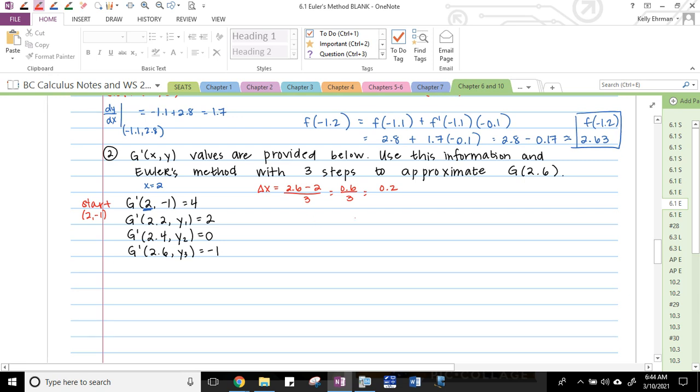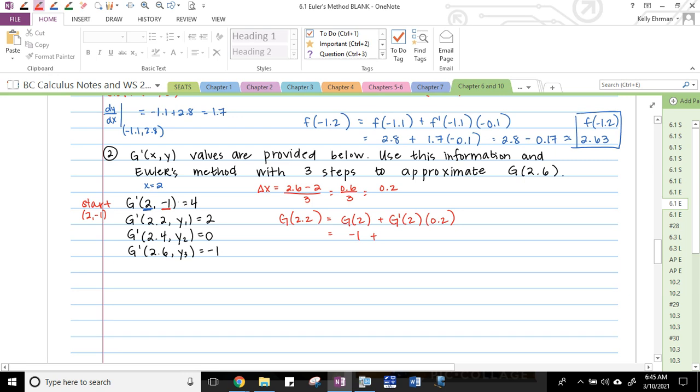All right, so the first thing I do is say, if I'm going to take a step of 0.2 from 2, my first approximation will be g of 2.2. Trying to figure that out, it will be whatever g of 2 is, plus the derivative of g at 2, times the step size, 0.2. Okay, so what is g of 2? They're showing us right here. G of 2 is equal to negative 1.